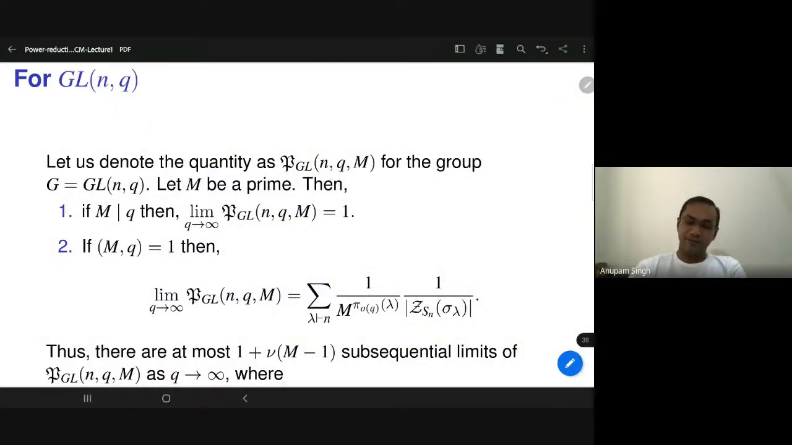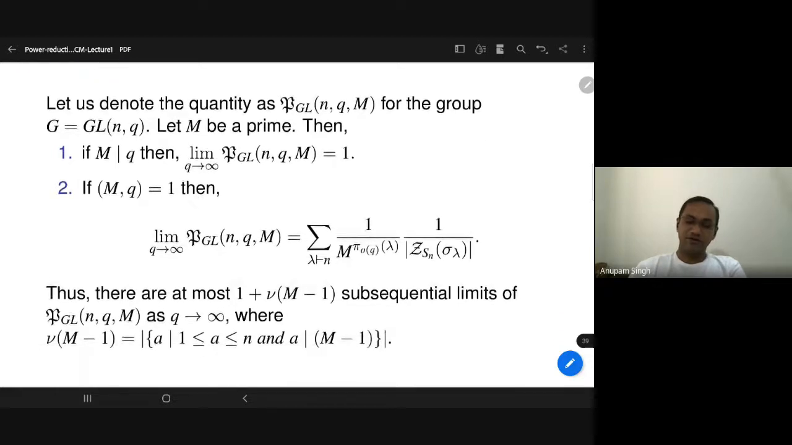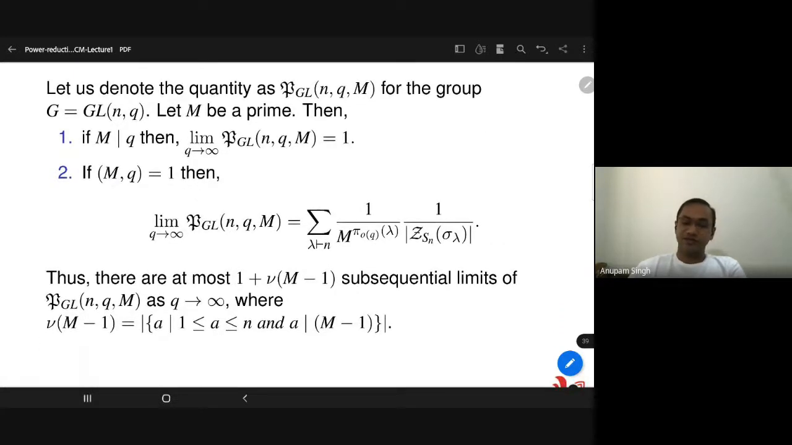and for m prime, there is a nice formula. So let's take m to be a prime. If m divides q, then this is always 1. And if m and q are coprime, then this gives me this formula: a summation over all partitions of n. So this reflects the non-conjugate maximal tori. Here the non-conjugate maximal tori are determined by the partitions of n. So there is no surprise in that.